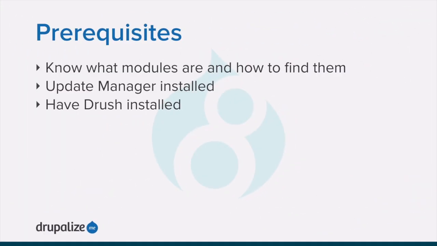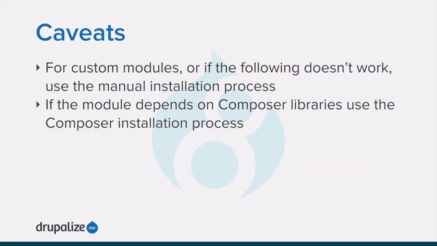Before you get started with this tutorial, you'll want to make sure that you know what modules are and how to find modules that you want to install. If you want to install modules via the user interface, the core Update Manager module must be installed. And if you plan to use Drush, you'll need to make sure that you have Drush installed. See the written version of this tutorial for links to each of these prerequisite tutorials. Note, you can use the administrative interface or Drush to install a contributed module.